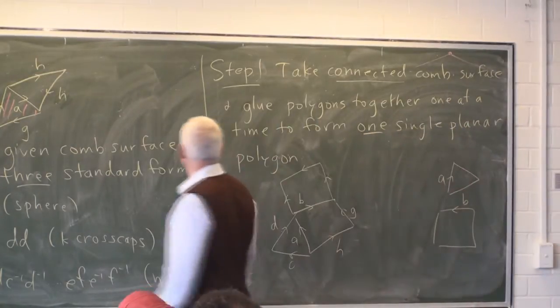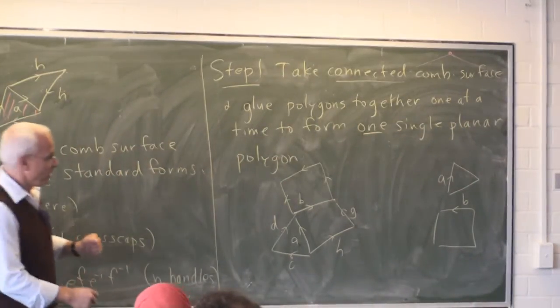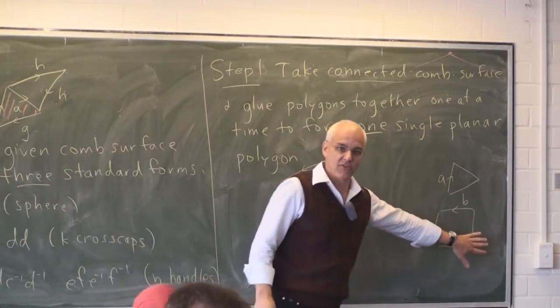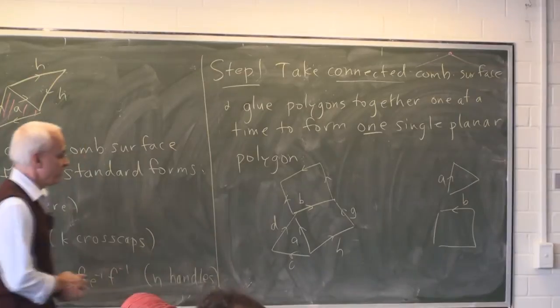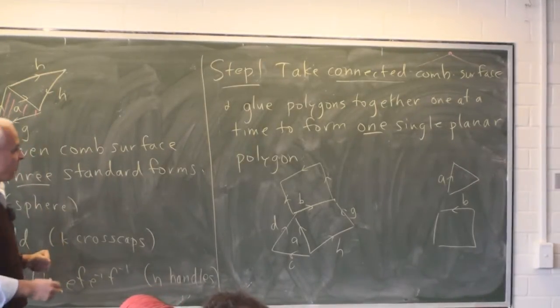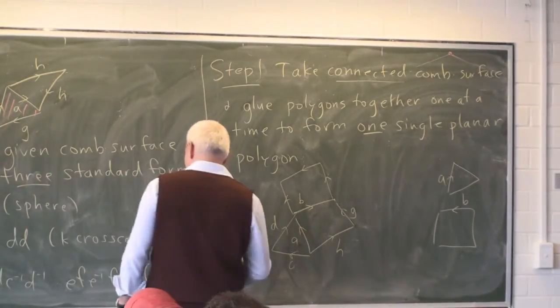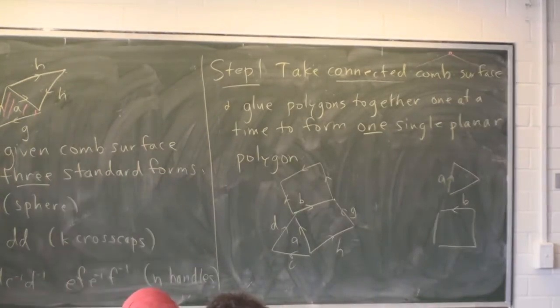Our assumption is that we can keep doing this and we exhaust all the pieces. That's what we mean for it to be connected. So at the end of this step one, we have a single polygon with lots of edges, each edge appearing twice.